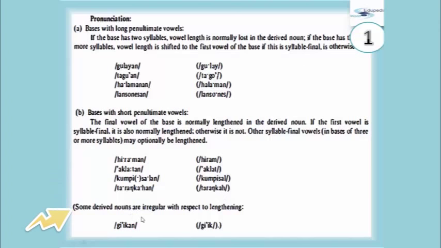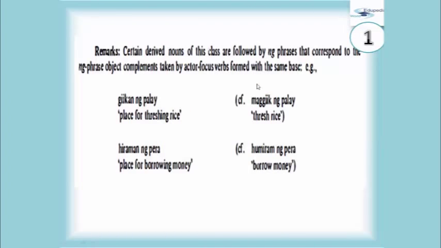Some derived nouns are irregular with respect to lengthening: giikan, giik. Certain derived nouns of this class are followed by the noun phrases that correspond to the noun phrase object complements taken by actor-focused verbs formed with the same base. For example, giikan ng palay, place for threshing rice. Maggiik ng palay, thresh rice. Hiraman ng pera, place for borrowing money. Humiram ng pera, borrow money.